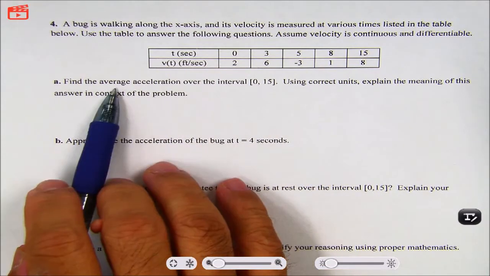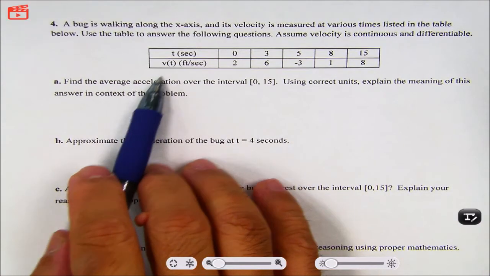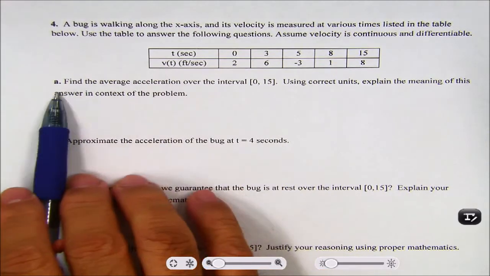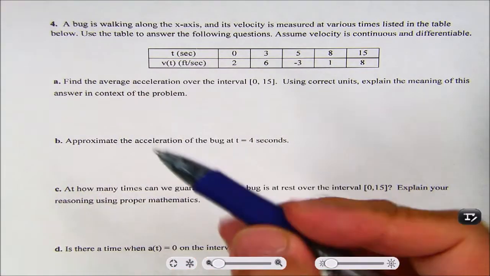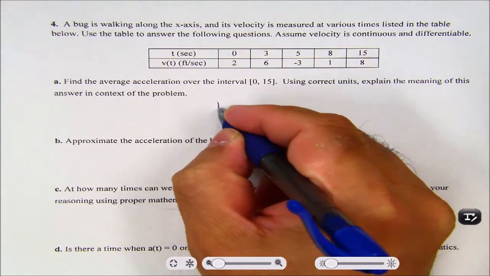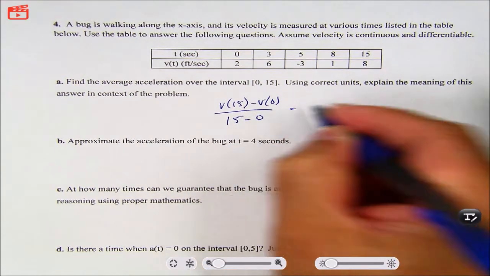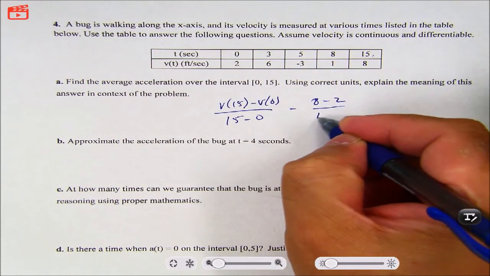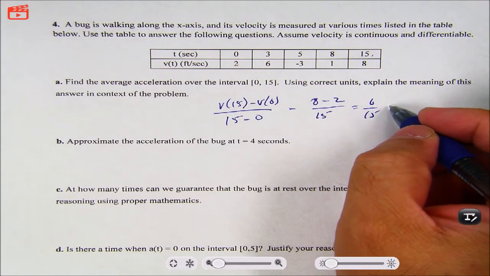Well, this is what's confusing, but you're given velocity. The relationship between velocity and acceleration is the derivative, or acceleration is the slope of the velocity. So when it says find the average acceleration, that's the same thing as saying find the average slope. So the average slope would be v of 15 minus v of 0 over 15 minus 0. So v of 15 is 8 minus 2 over 15. So 6 over 15, which is what, 2/5?